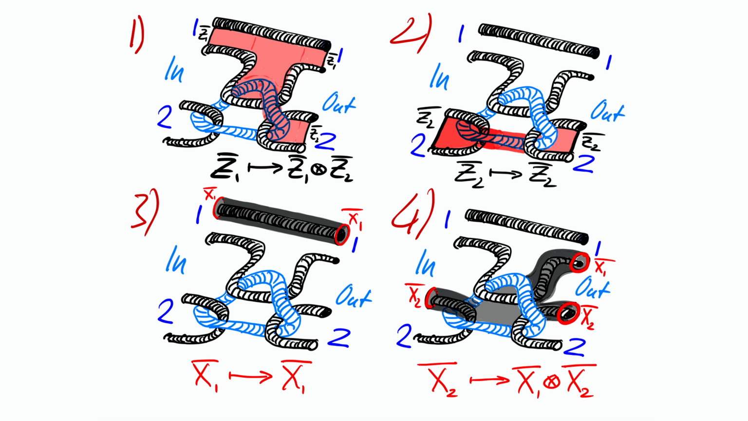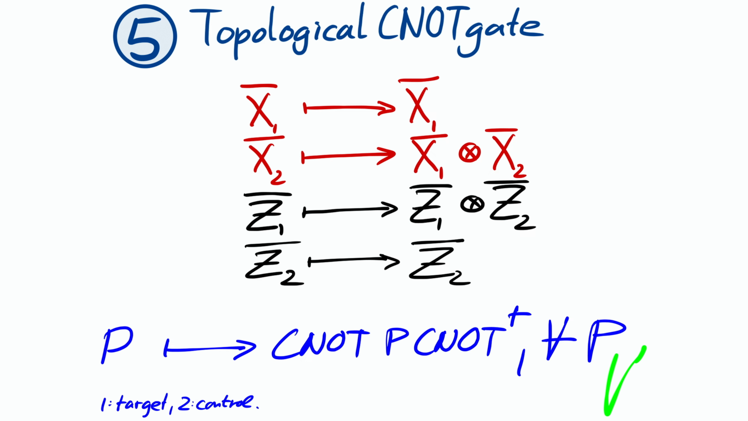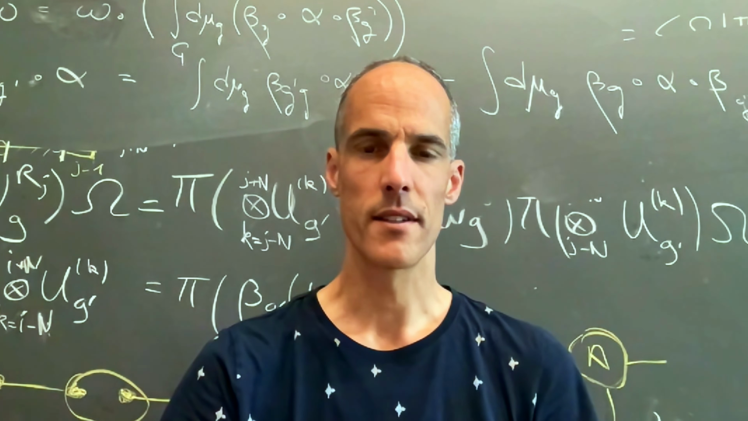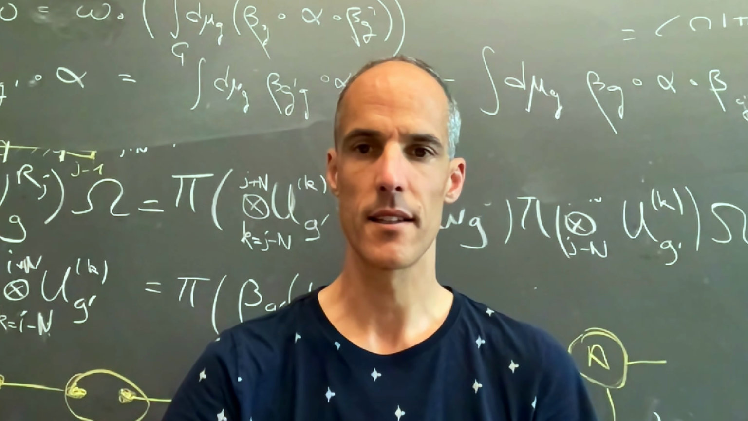The second surface maps Z2 into itself. Surface number 3 takes X1 into itself, and finally, surface number 4 maps X2 into the product of X1 times X2. Together, we find these 4 propagation relations. The CNOT affects them, and it is in fact the only gate that does. Stabilizers, measurements, gates. This is the language of physics.